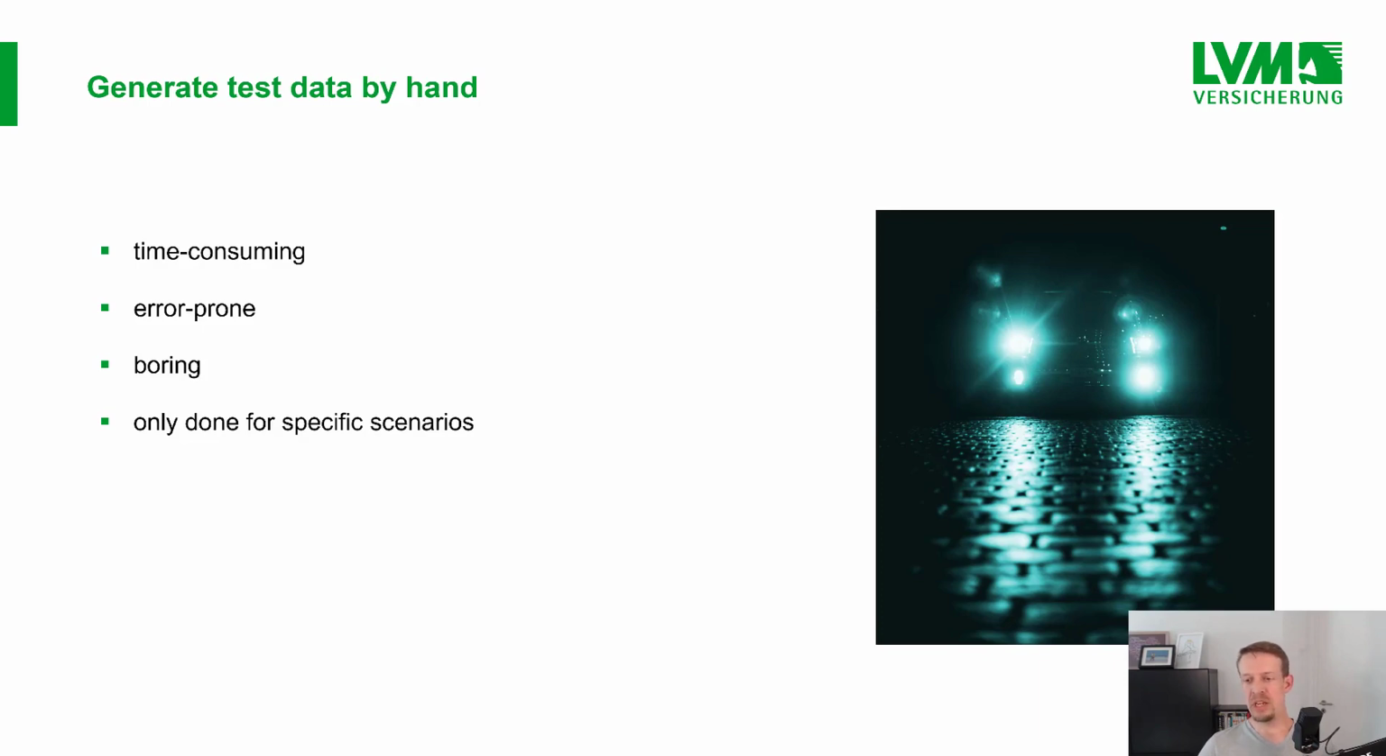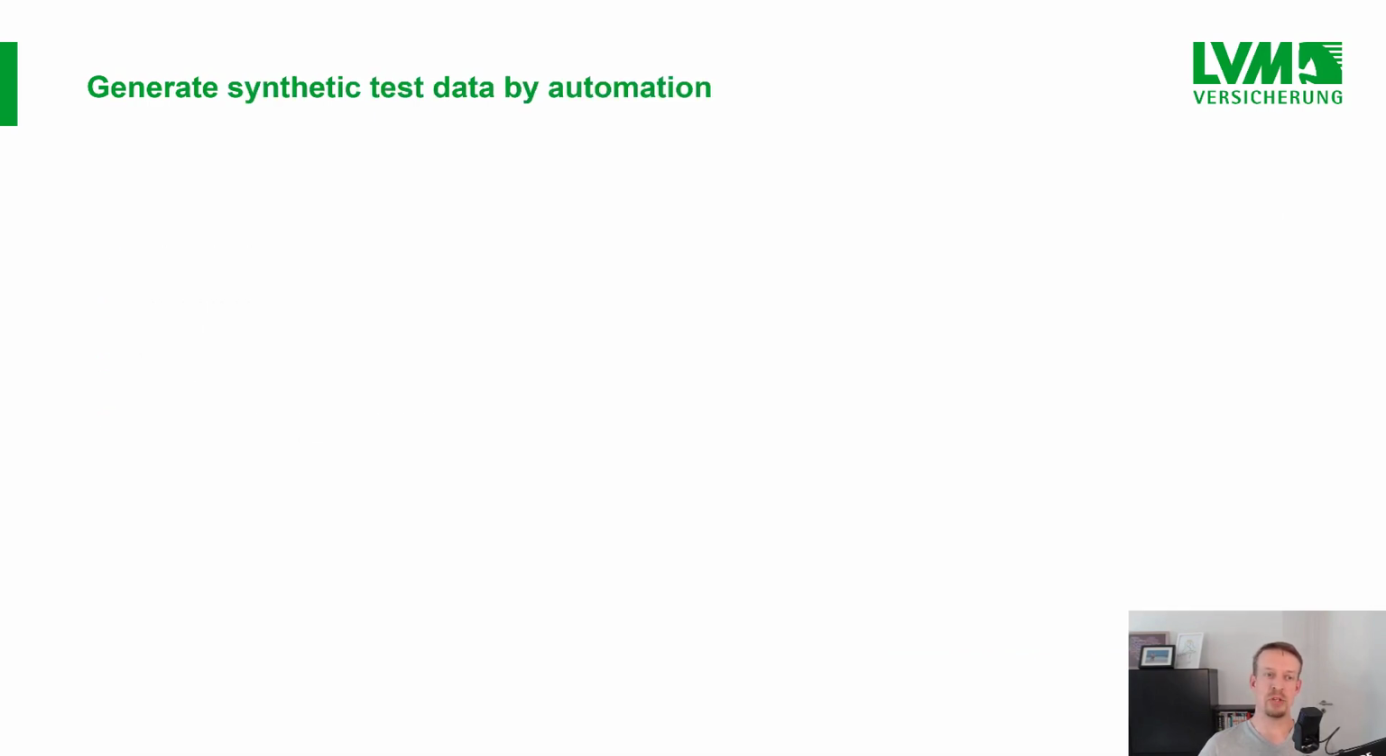Now, you can mitigate these drawbacks. True to the motto, a lot helps a lot, and start generating test data sets automatically. This is the second approach, to generate synthetic test data by automation. But this approach also has some drawbacks.